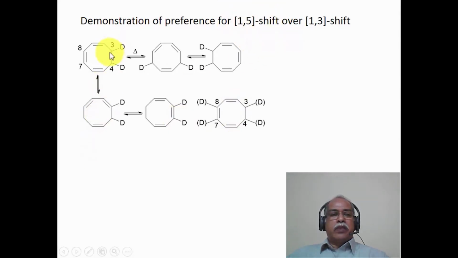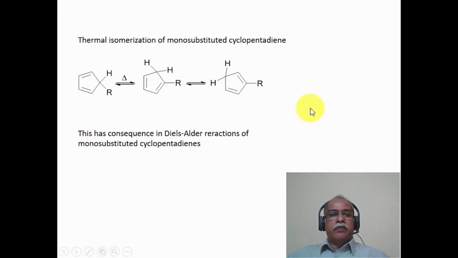If the reaction were to proceed through a 1,3 shift, this deuterium will end up in the 1 position here, and this deuterium will end up in the 6 position here. Such rearrangements are not taking place. So this fact that the deuterium label is specifically located only in 3, 4, 7, 8 position and not in 1, 2, 5, 6 position clearly explains that this reaction proceeds through a 1,5 hydrogen shift rather than a 1,3 hydrogen shift, deuterium shift in this particular case.